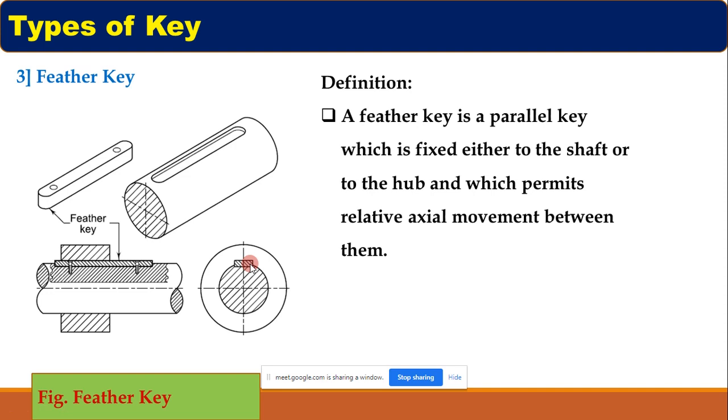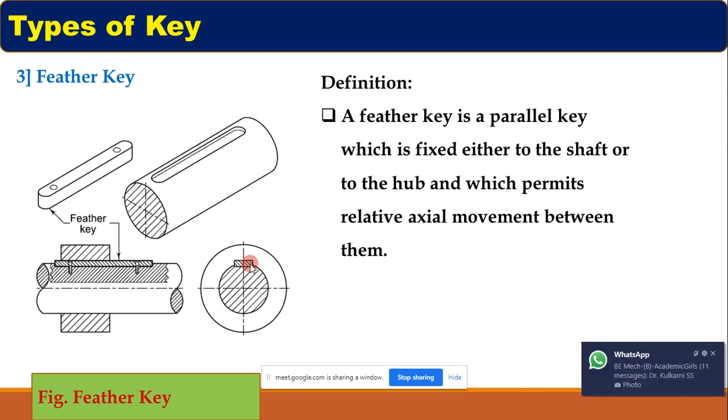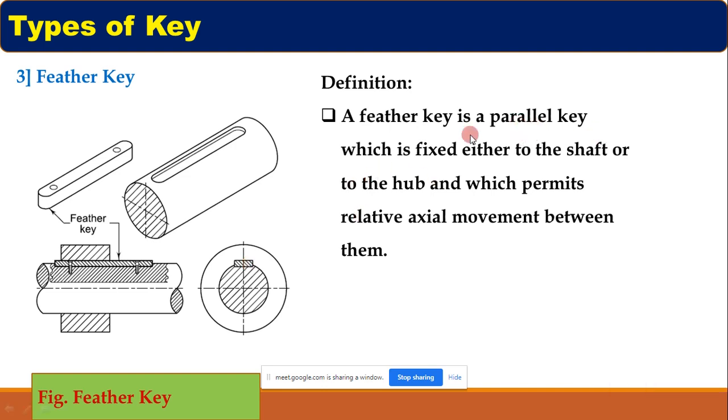We know that a taper of 1:100 is provided, so the cross section will change at every section. If you take the cross section at the start of the key, at the middle length, and at the end of the key, the cross section will be different at every section because there is a taper. But the feather key is not a tapered key, it is a parallel key, so the cross section remains the same along the length of the key.